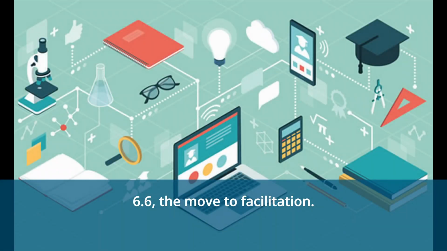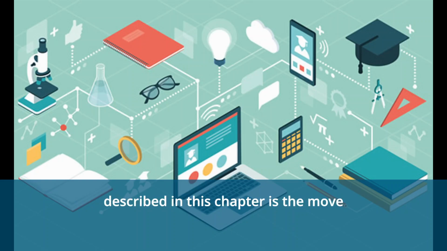6.6 The Move to Facilitation. Perhaps the most significant shift described in this chapter is the move from instruction to facilitation. In a networked, information-rich environment, the primary role of the educator is no longer to dispense knowledge but to guide learners in developing their own knowledge networks. Seymour Papert's distinction between instructing and active doing is invoked.